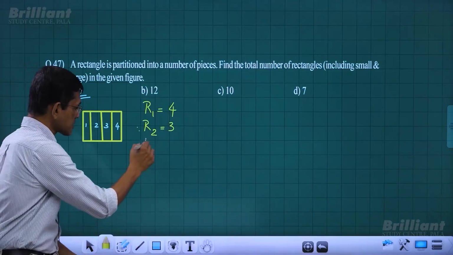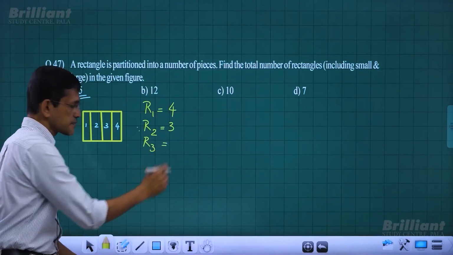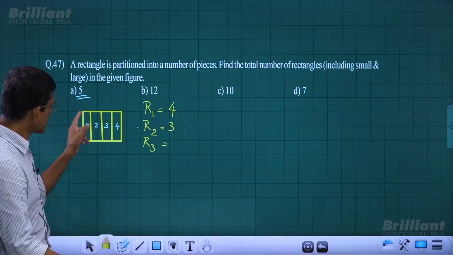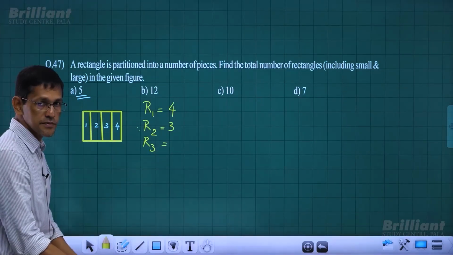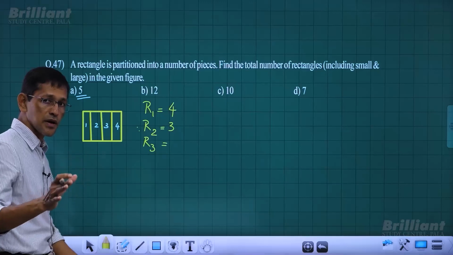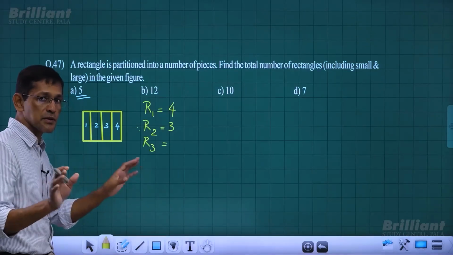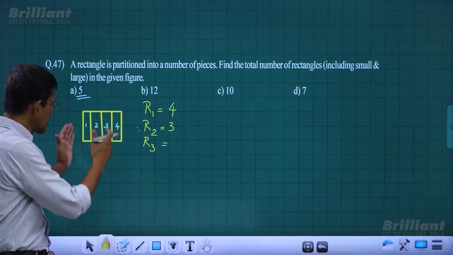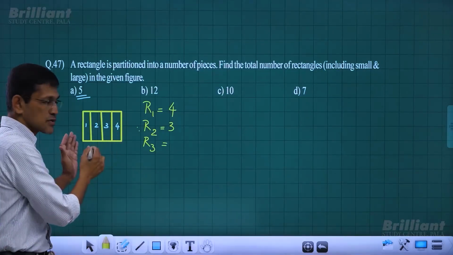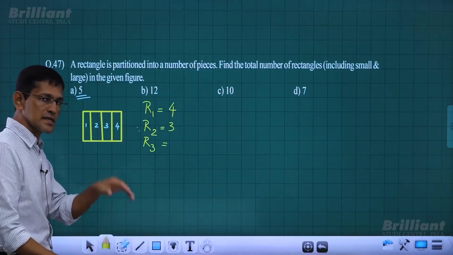Now I take 3 pieces together, any 3 pieces together. That means 1, 2 and 3 together, that's a rectangle. Even if it is a square, no need to worry about it, because a square is a special type of rectangle. So even if you take 3 pieces, if it seems like a square, no need to worry about it. We'll take it as a rectangle.